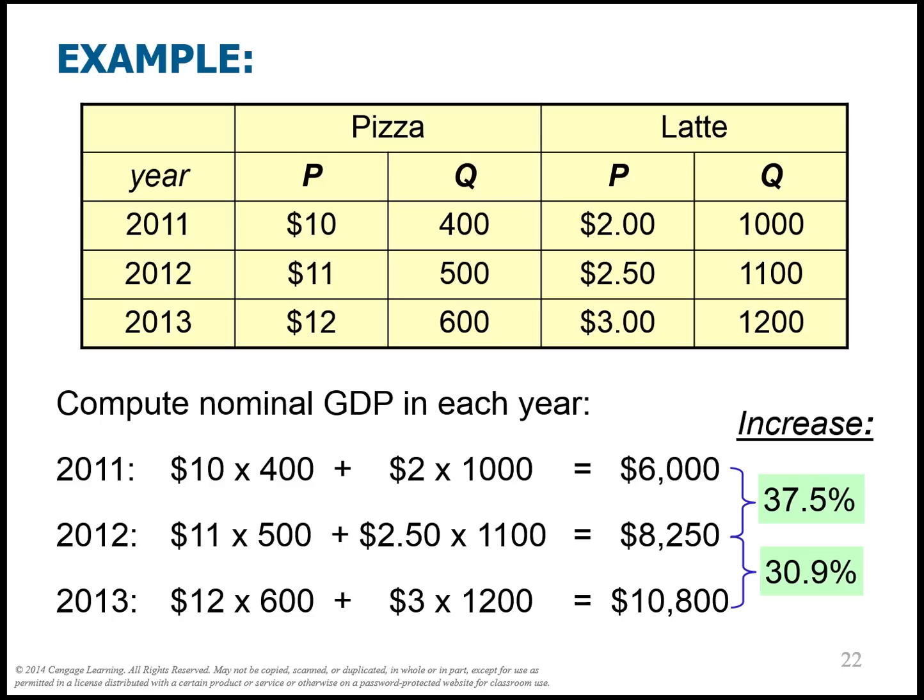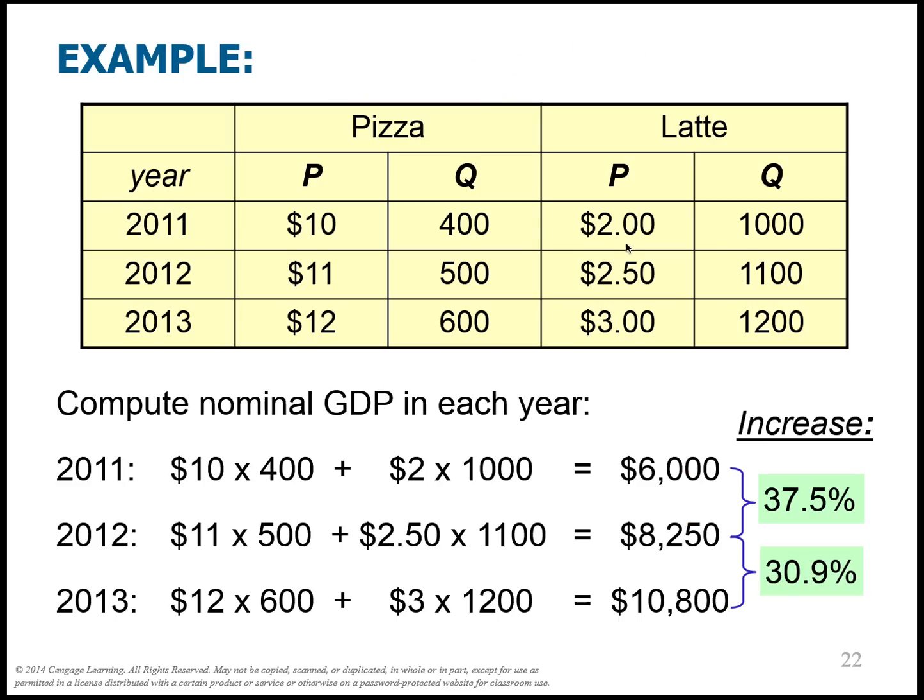By the way, if you don't remember how to calculate percentage change, I'm going to say percentage delta, because delta means change. It's just the new value minus the old value, divided by the old value, times 100 to get a percent. That's what I did here to calculate these. I just went 8,250 minus 6,000 right here.